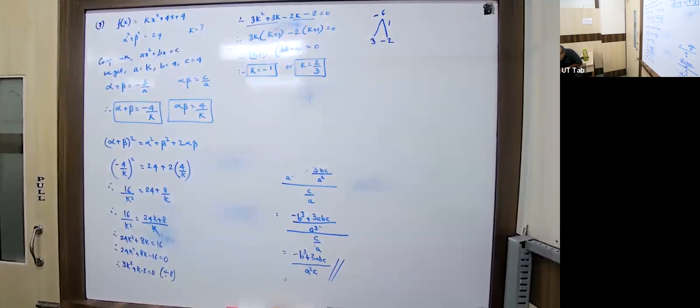Only if they say k is a non-zero number, non-negative number, something like that, then you will differentiate. Otherwise, you will write both the values.